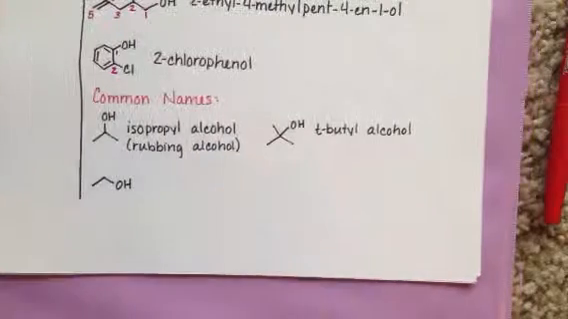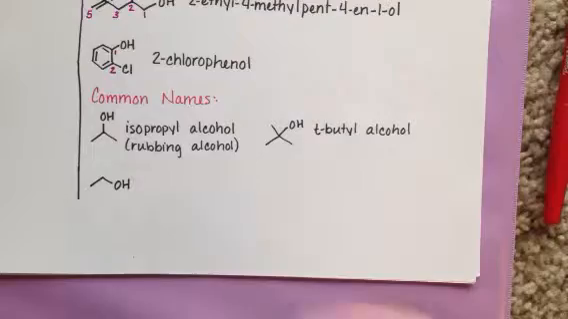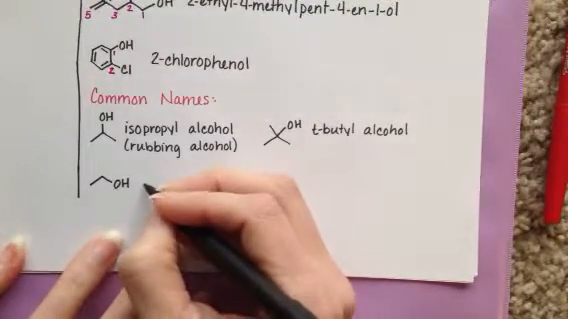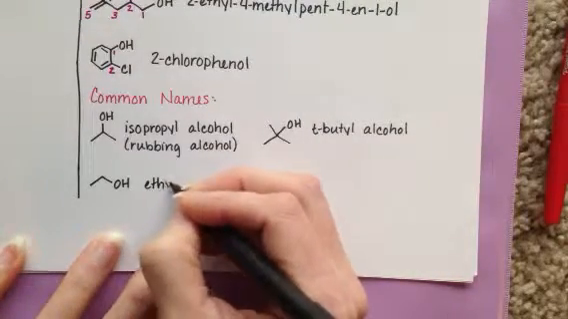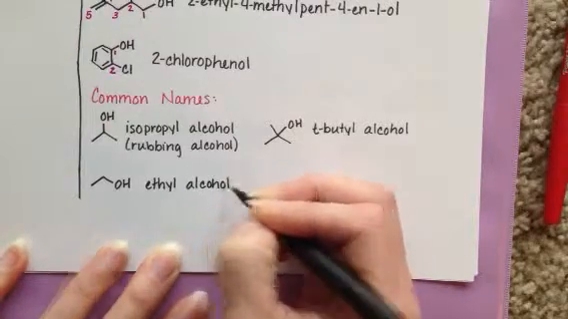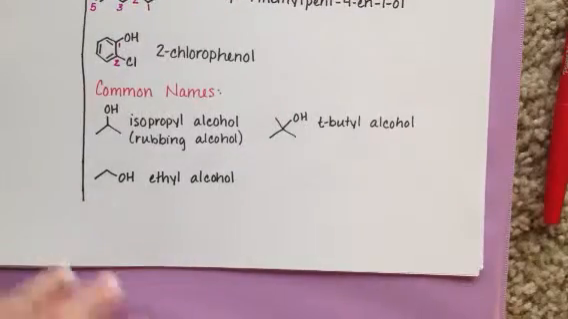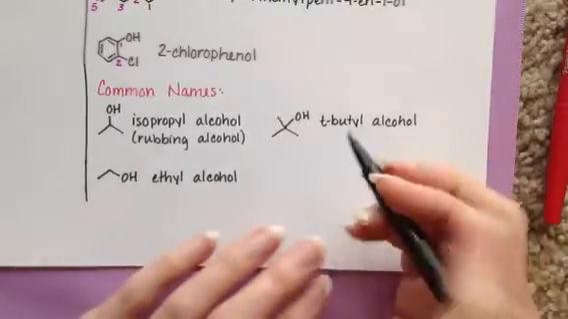The small alcohol, which is ethanol by the IUPAC system, is often referred to as ethyl alcohol. It's a very common solvent, and that's also the alcohol that's present in alcoholic drinks.